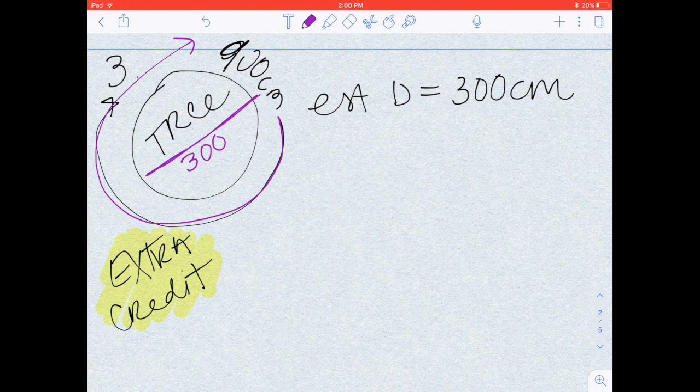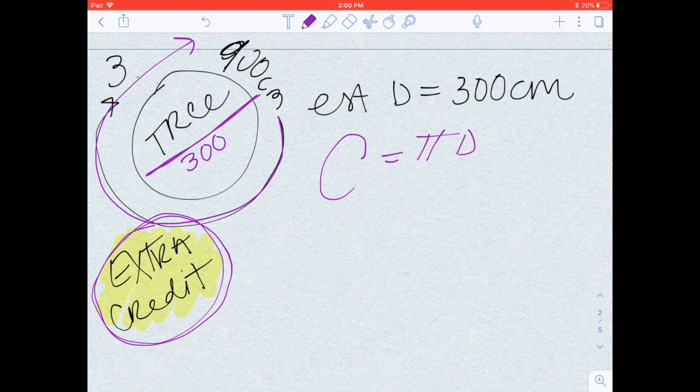Again, this is an extra credit question. So if you got it, add 1 to your score. But if you didn't get it, I hope you at least tried. So remember our formula for circumference is circumference equals pi times diameter. So if we fill in the number she has, 900 equals pi times the diameter, which is 300.